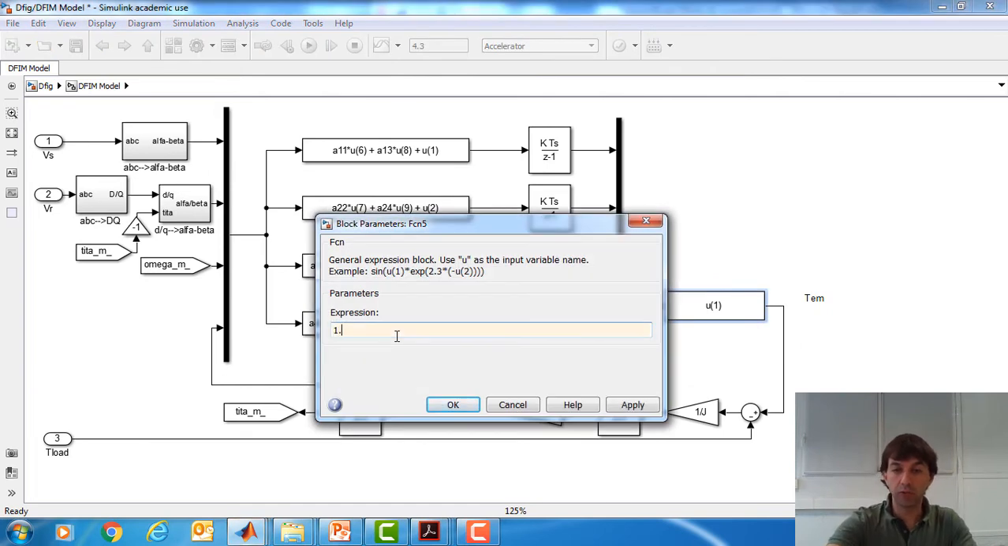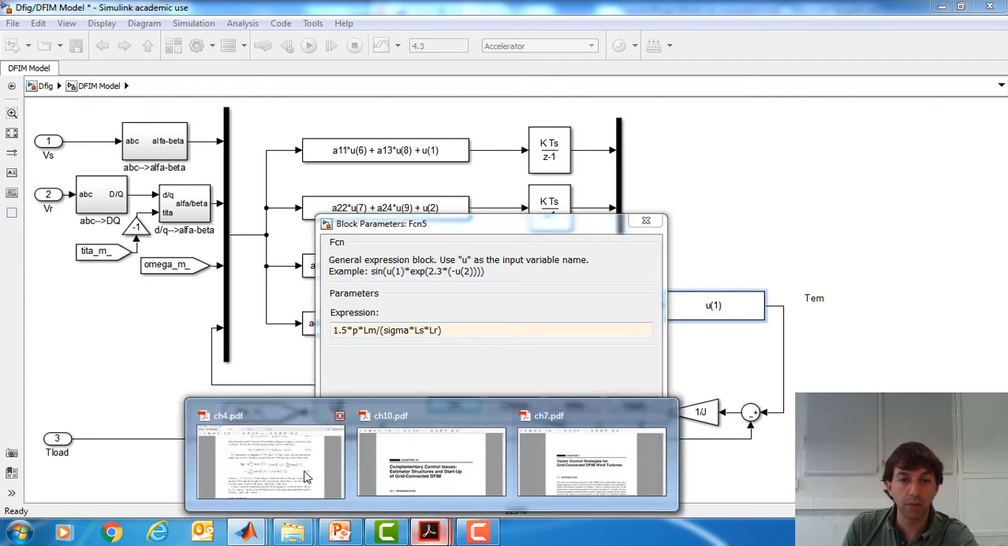So here we have 1.5 multiplied by P multiplied by Lm, if I'm not wrong, divided by sigma multiplied by Ls by Lr. Sigma Ls Lr. Let's check.